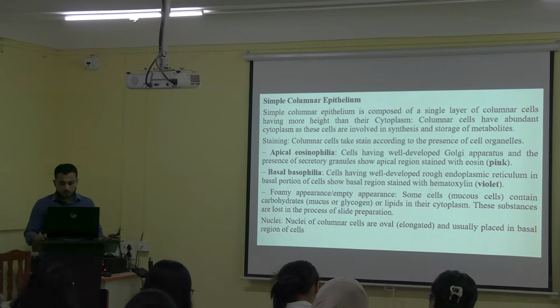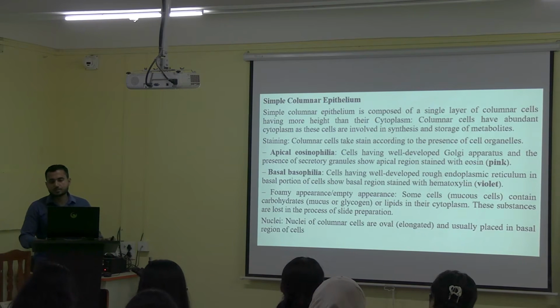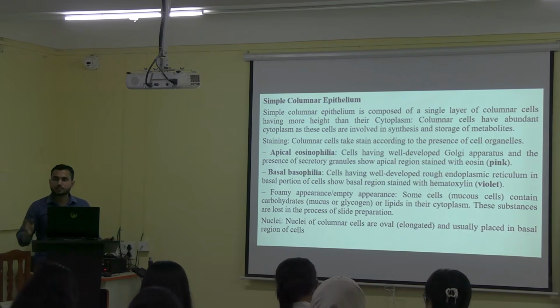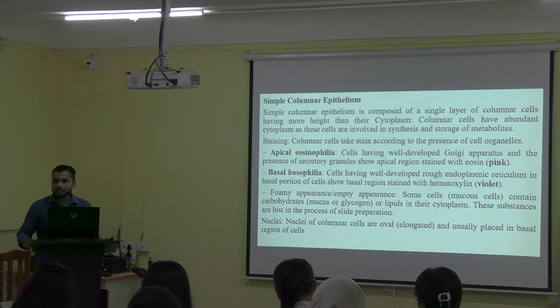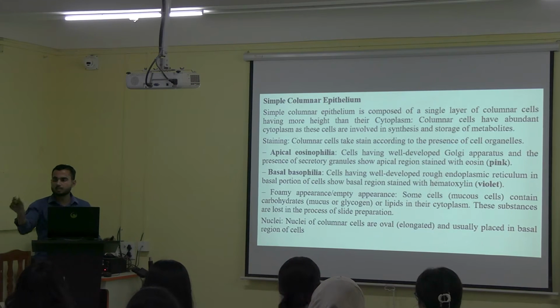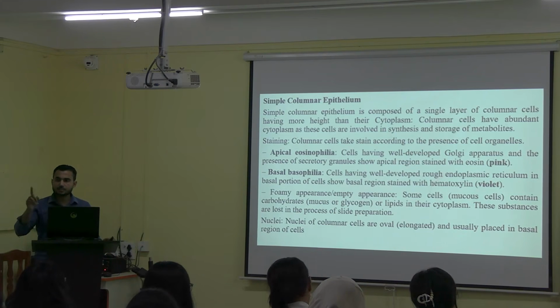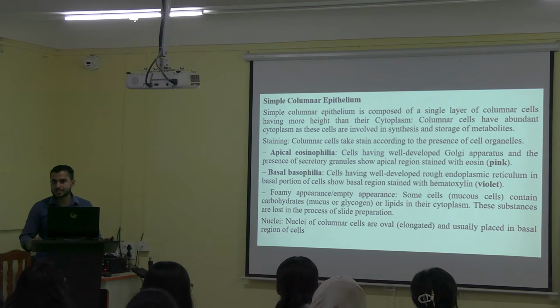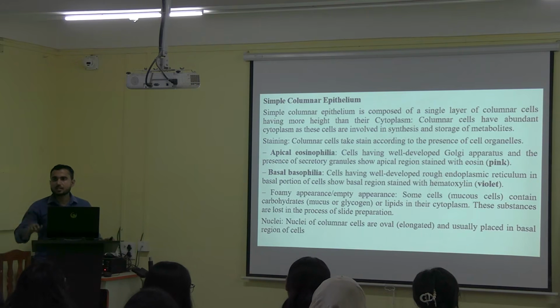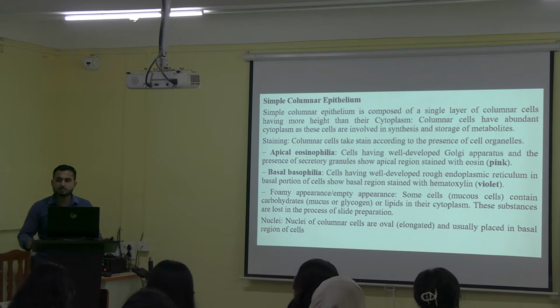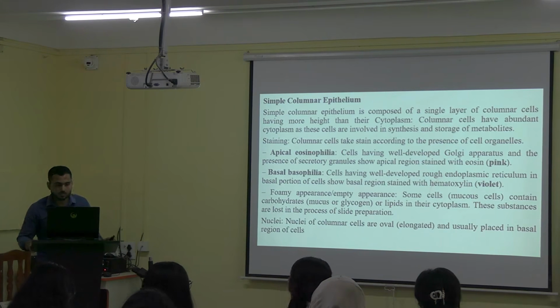Next is the simple columnar epithelium. Here it is made up of a single layer of columnar cells, where the height of the cell is more as compared to the width of the cell. Next, the nucleus is not present at the center. The nucleus is present near the base of the cell, near the basement membrane. That is the difference.